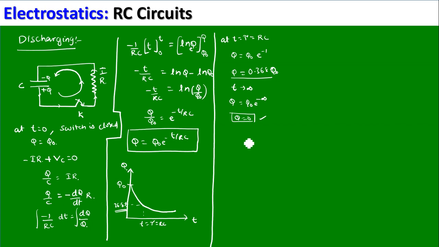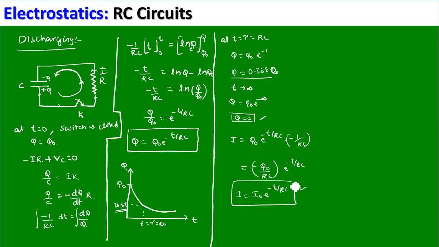Understand? So that's how the charge decays. And what about current? Current is nothing but again dq by dt. So dq by dt is q naught into e power minus t by RC differentiated. If I differentiate e power minus t by RC, I'll get the same term into minus 1 by RC. So here, minus q naught by RC into e power minus t by RC. This one we call I naught e power minus t by RC. So the behavior of current will also look the same.